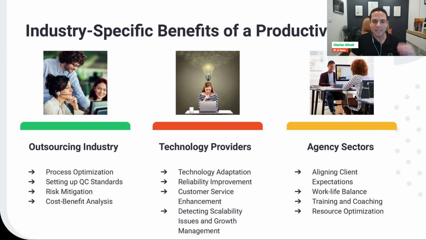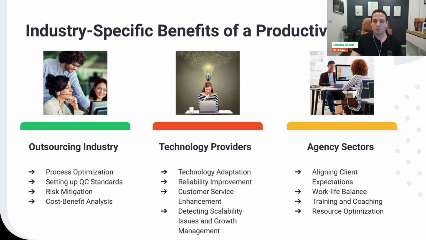So let's look at how productivity audits can provide solutions to the aforementioned issues that I walked through with these industries. For outsourcing, these audits enable process optimization, leading to smoother operations. They also facilitate the establishment of robust quality control standards. They also aid in risk mitigation and allow for a clear cost-benefit analysis to ensure sustainability.